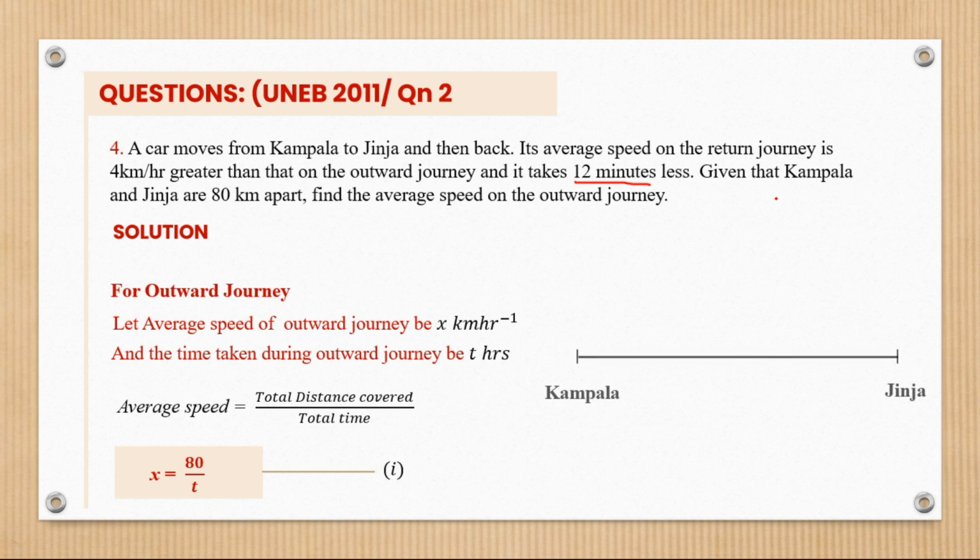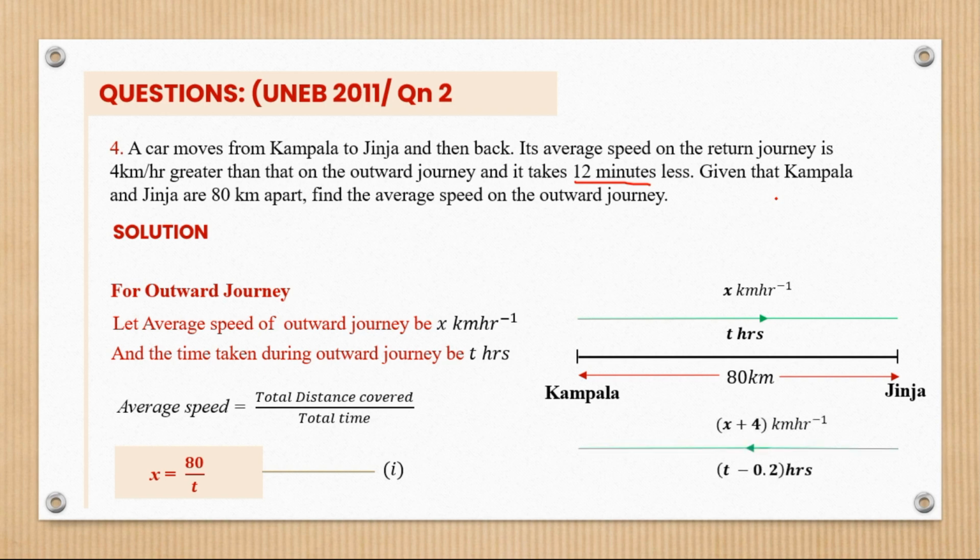So let's sketch something to just represent this. So now we have Kampala, Jinja, so there are two different fixed points. Now we know the distance in between those 2 points is equal to 80 kilometers. And then we also know that we've actually let the speed from Kampala to Jinja be equal to x kilometers per hour, and the total time taken to move from Kampala to Jinja is t hours.